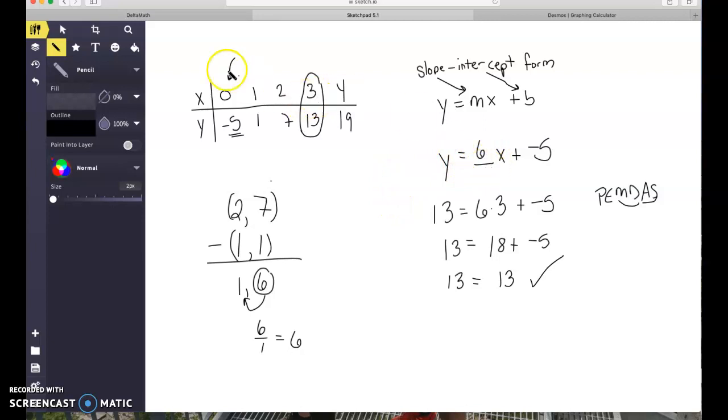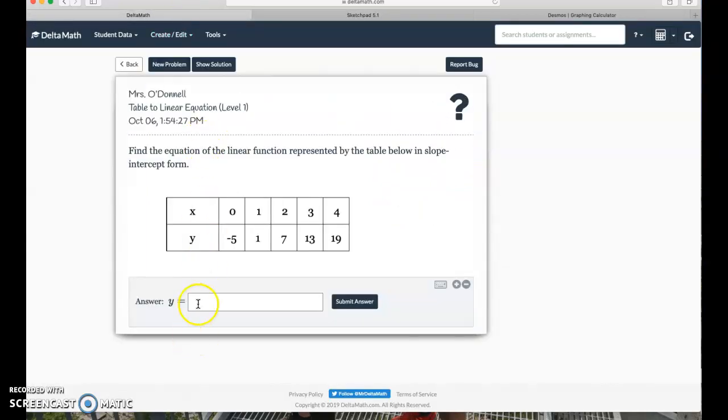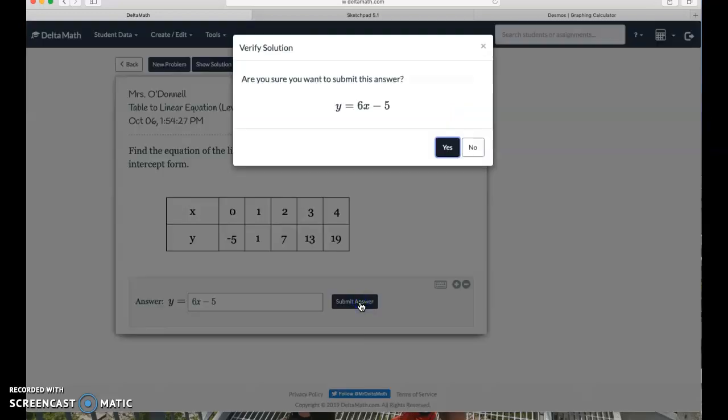So y equals 6x plus negative 5. Now, I typed in y equals 6x minus 5. That's still the same thing as y equals 6x plus a negative 5, okay?